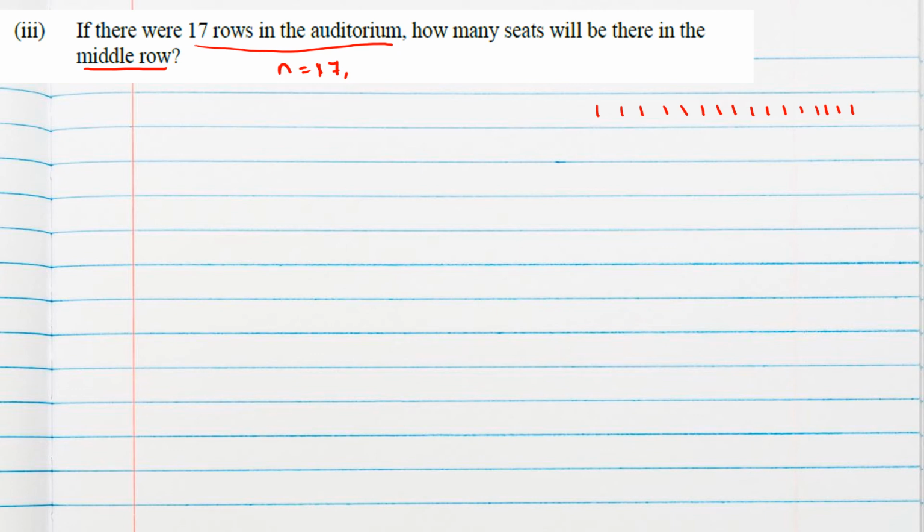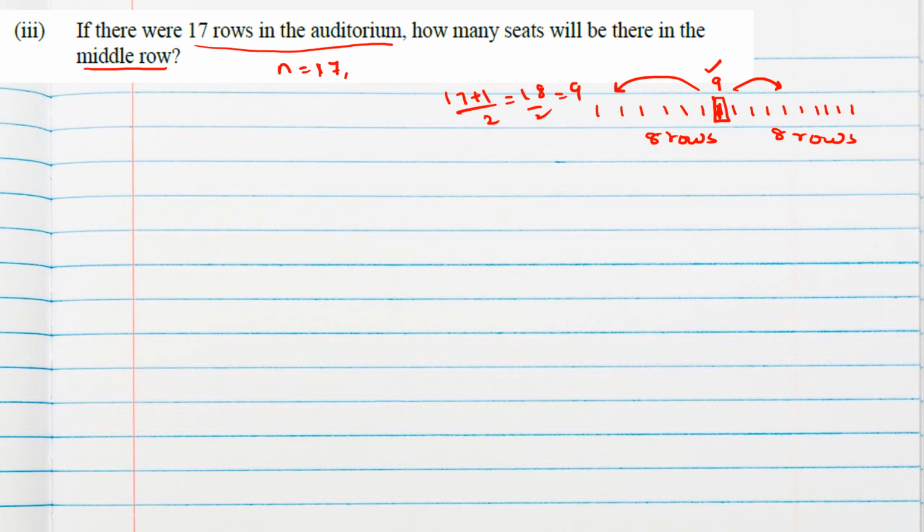Okay, so middle row will be which number row? We can find by 17 plus 1 divided by 2, means 18 by 2, ninth row. So before ninth row 8 rows will be there. After ninth row 8 rows will be there. So 8 plus 8 is 16, plus this one is 17. So total 17 rows, like that we have to arrange.